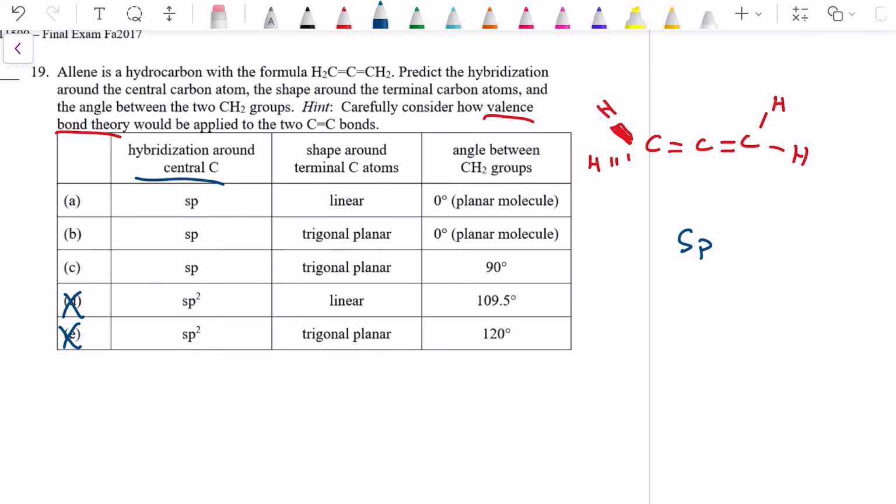How about the shape around the terminal carbon atoms? These carbon atoms have 3 bonds, so I know they are trigonal planar. So it's not A. And let's see, angle between CH2 groups. We talked about this earlier. They're going to be offset by 90 degrees as opposed to being on the same plane. So it's not B. We get 19C.